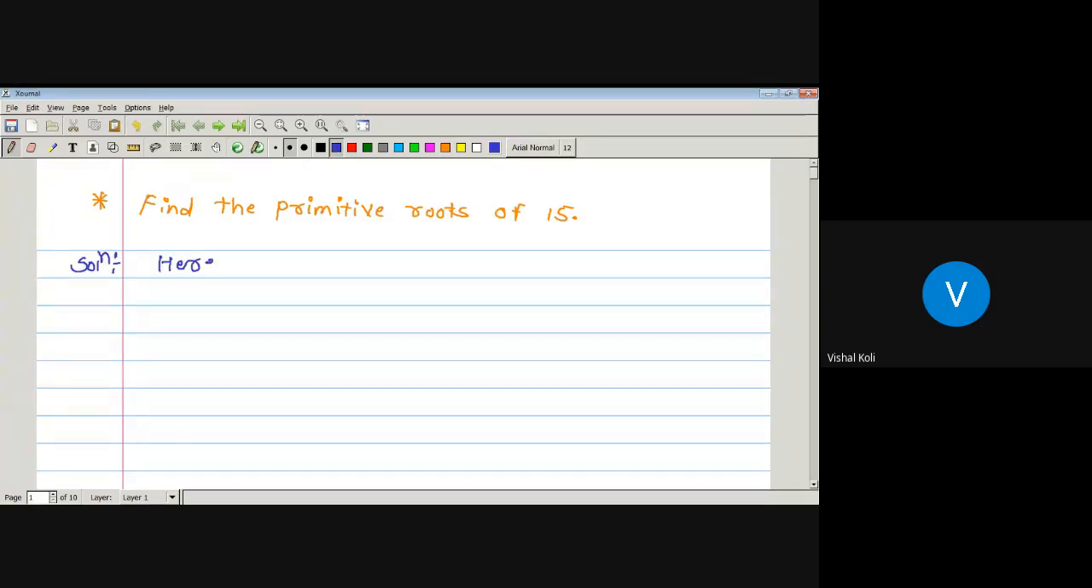Here n is equal to 15. As n is equal to 15, what is the value of phi of n? That is phi of 15 is equal to... 15 can be written as 3 into 5, and phi is a multiplicative function whenever m and n are relatively prime. As 3 and 5 both are prime, they must be relatively prime. Therefore, it is nothing but phi of 3 into phi of 5.